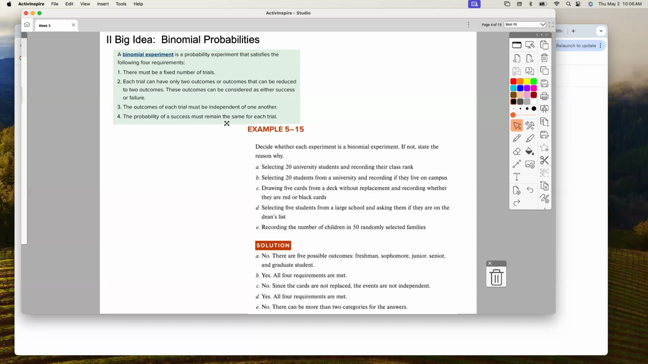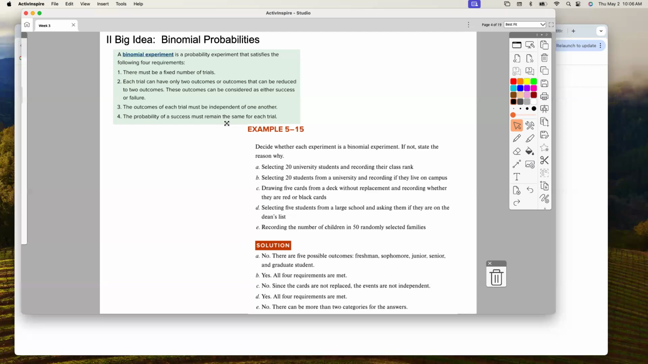Three, the outcomes of each trial have to be independent of one another. That is, if one occurs, it doesn't affect the likelihood of the other one occurring. And then lastly, the probability of observing a success must be the same for each trial.